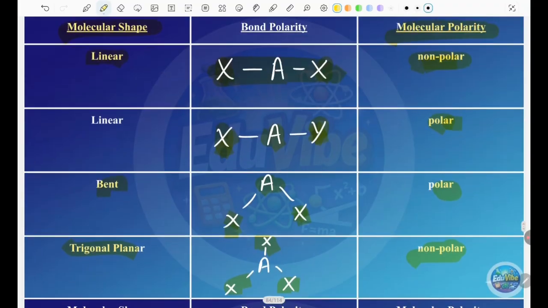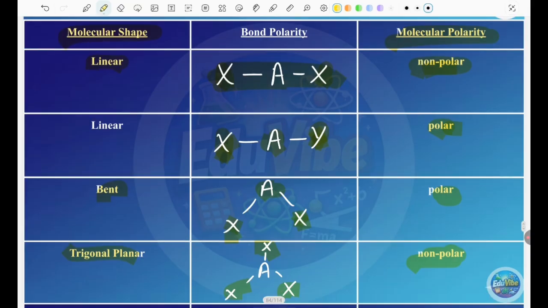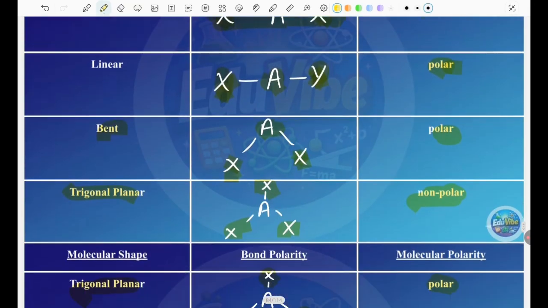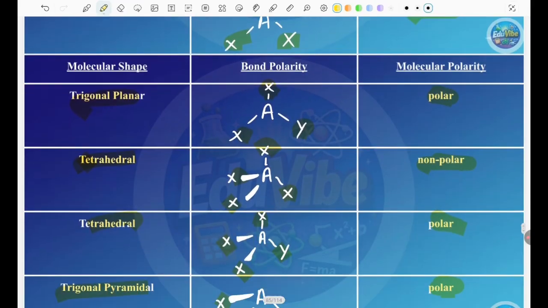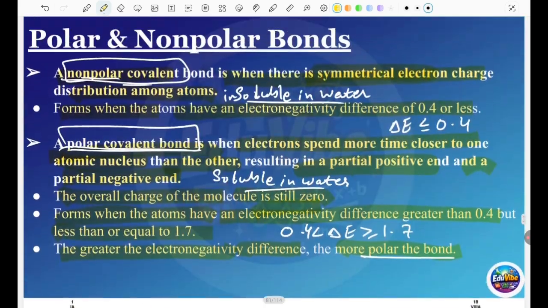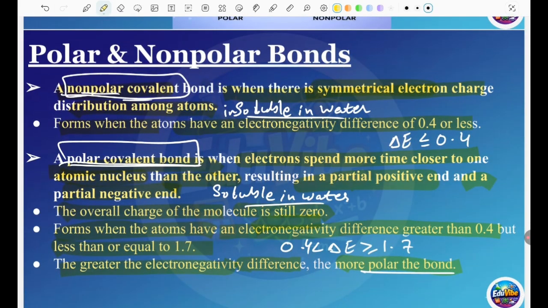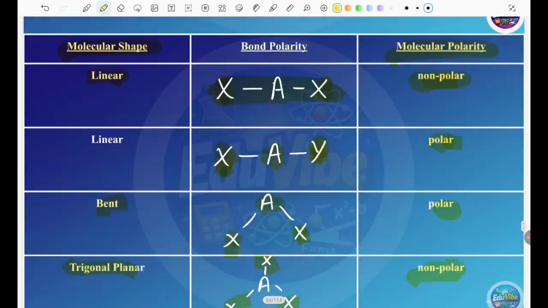You have to know which shapes are non-polar and which are polar. In bent and trigonal pyramidal, we have exceptions. This is the whole table you have to learn to do molecular polarity questions. You will get some theory questions from this, and we will do the next topic when you have more clarity on it, because we are doing intermolecular forces, and we will learn more about these.